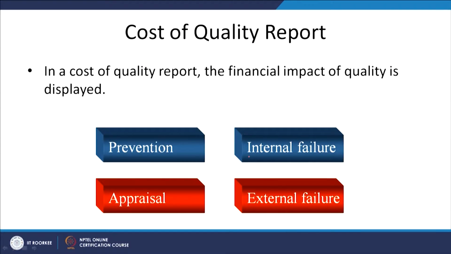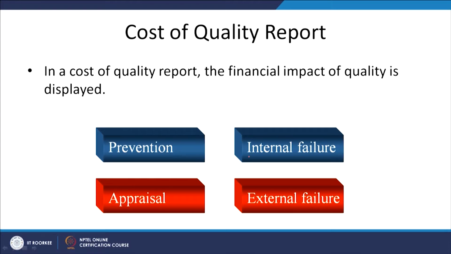So, what can we do? Periodically, we can prepare a quality report. In a cost of quality report, the financial impact of quality is displayed, where we can take different measures. Prevention means no defect should be there in the product. You manufacture a product in such a way that it does not create any problem even during manufacturing, even after manufacturing, or even when it reaches the customers.